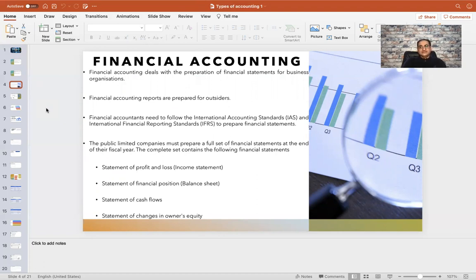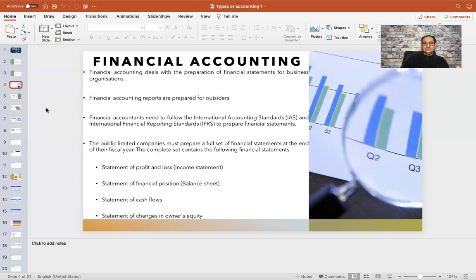And these reports, which are prepared by the financial accountants, are prepared for the outsiders. So who are the outsiders? We can say that investors are outsiders, creditors are outsiders, suppliers are outsiders, HMRC is an outsider. And all these outsiders want to get information about the business. So these financial reports are prepared for the outsiders.